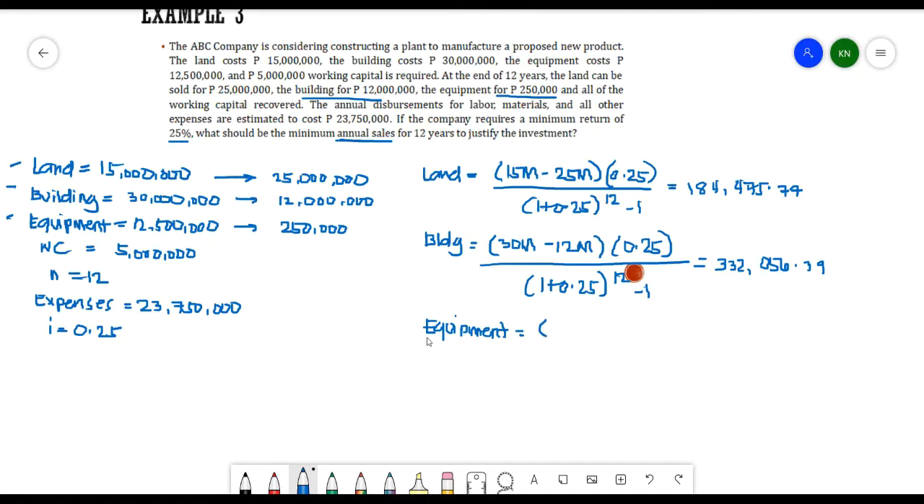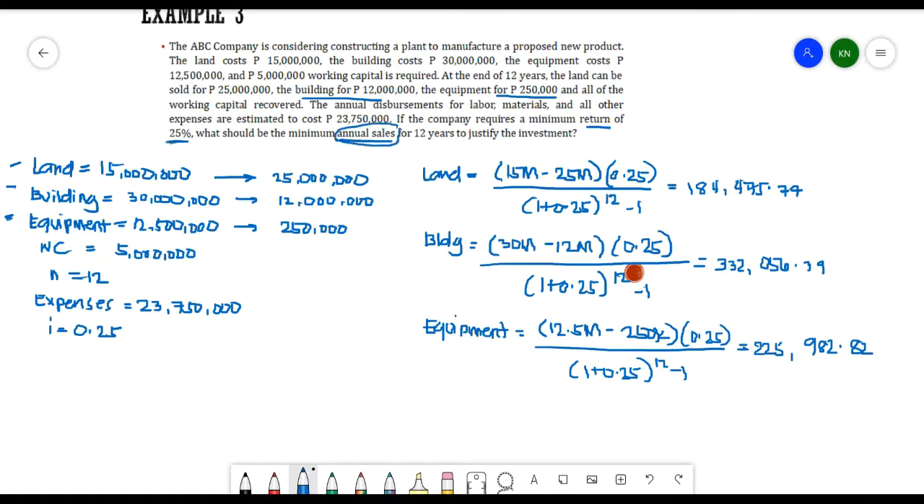And for the equipment, we have 12.5 million minus 250K multiplied by 0.25 divided by 1 plus 0.25 raised to 12 minus 1. So the depreciation for the equipment now is equivalent to 225,982.82 centavos. So these are now the depreciation for each of the investment.